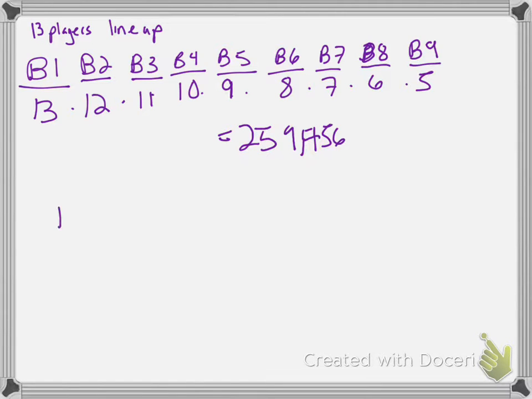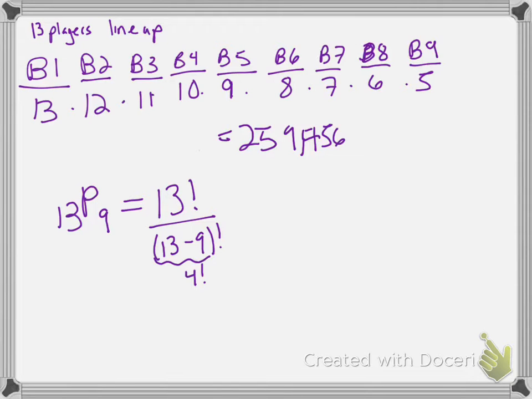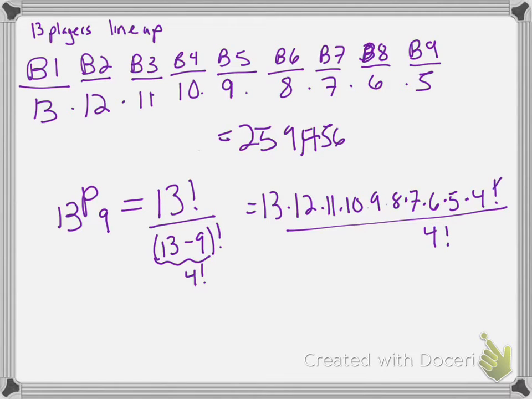Or you could do it using the other way. So we have 13 players, and we are choosing 9. So you end up with 13 factorial over 13 minus 9 factorial. Well, 13 minus 9 is 4. So you end up with 13 times 12 times 11 times 10 times 9 times 8 times 7 times 6 times 5 times 4 factorial, all over 4 factorial, and these cancel. And then you're left with exactly what we had up here. So this is your answer.